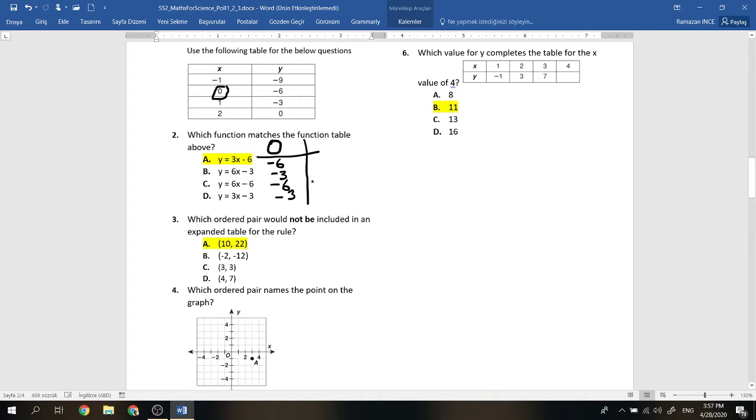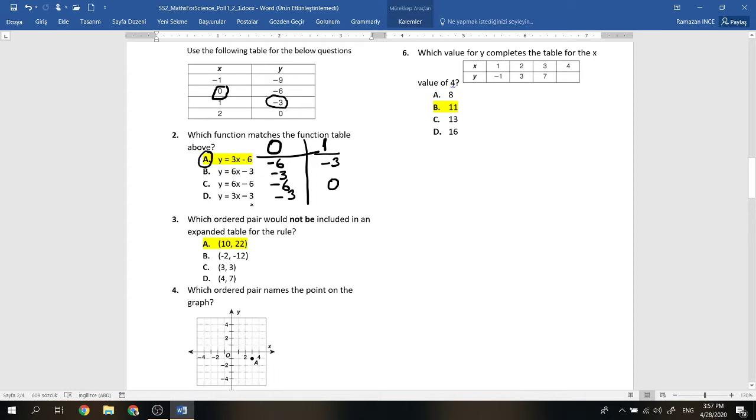Let's try 1 in that condition. This time we will only check A and C. When you put 1 instead of x, 3 times 1 will be 3. 3 minus 6 will be minus 3. And when you check option C, 6 times 1 is 6. 6 minus 6, 0. The result will be 0. But what we are expecting to find is the result to be minus 3. Because of that reason, the answer should be option A.